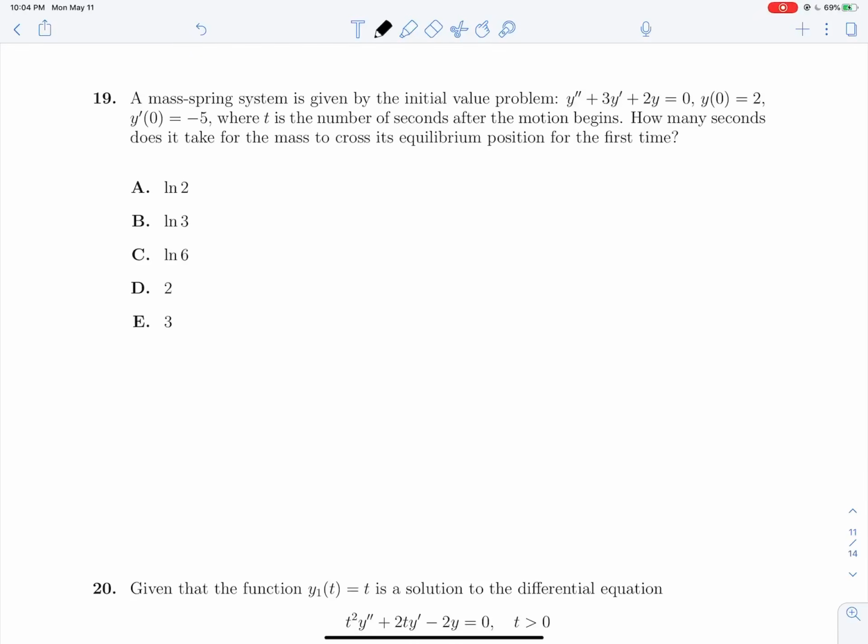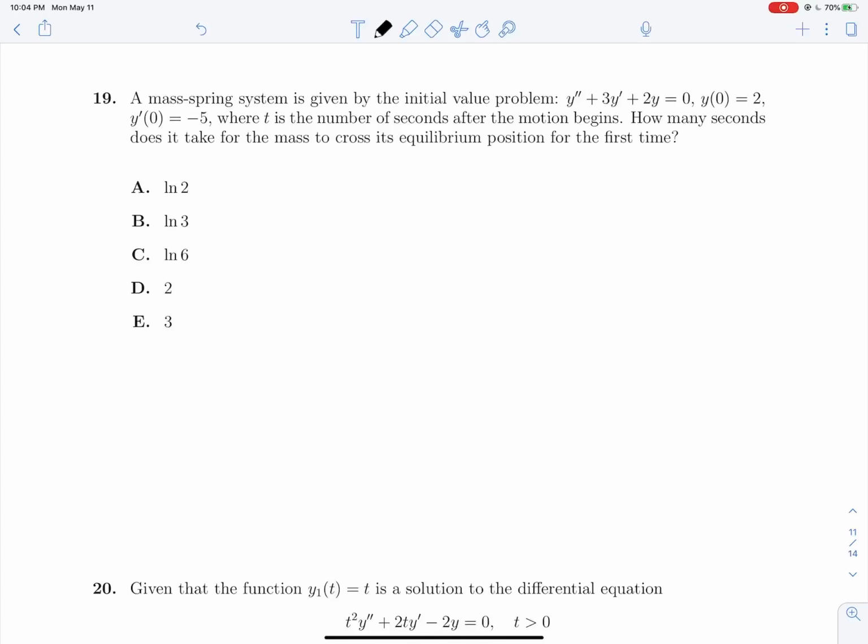Okay, 19, a spring mass system is given by this initial value problem here, where t is the number of seconds after motion begins. How many seconds does it take the mass to cross its equilibrium position for the first time?